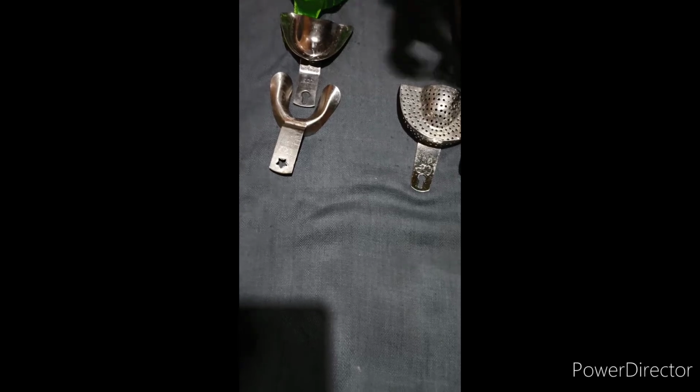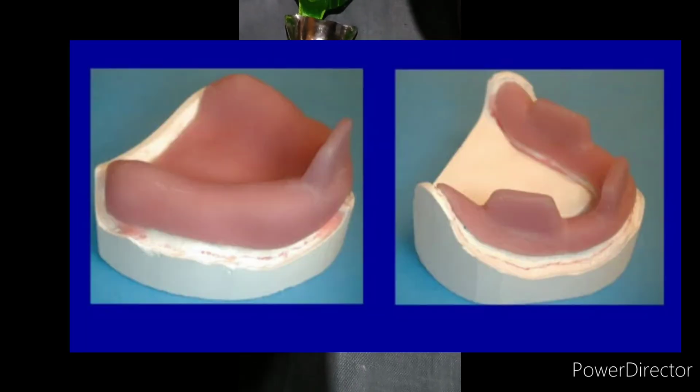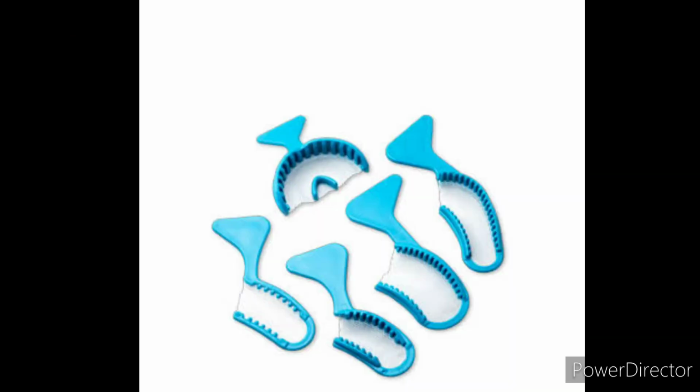Then we have the prefabricated and the custom trays. These are all prefabricated trays. These are prefabricated trays. I'll insert a picture of custom trays. Then at last we have disposable trays. I'll also show you the picture of disposable trays. They are for single use.